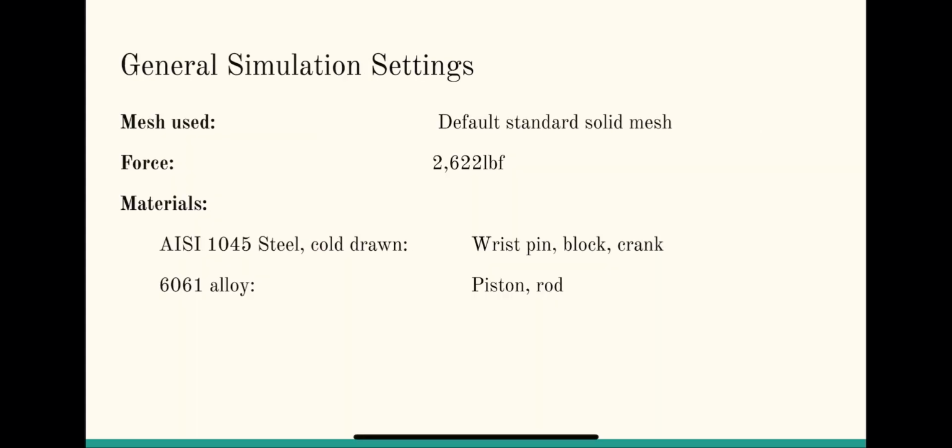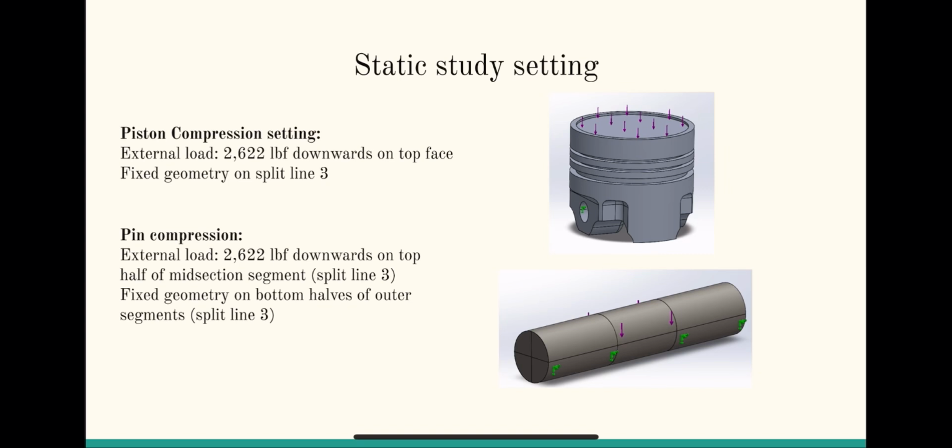The general simulation settings are default standard solid mesh with a force of 2,622 pounds. The wrist pin, block, and crank are made with 1045 steel, and the piston and the rod are made with 6061 alloy. The static study setting, the piston compression setting, the external load 2,622 pounds of force downward on the top face, fixed geometry on split line 3.